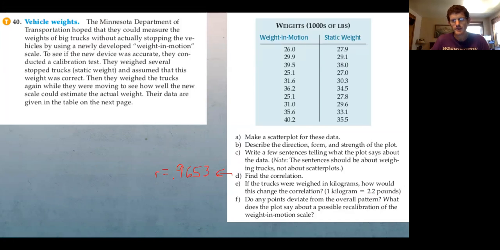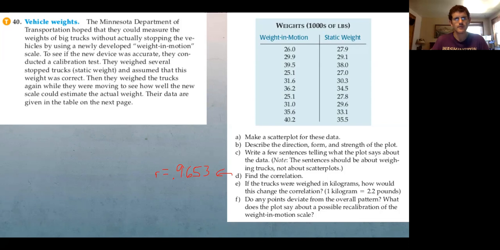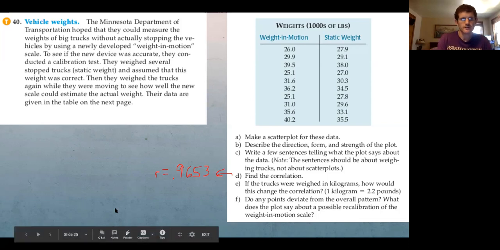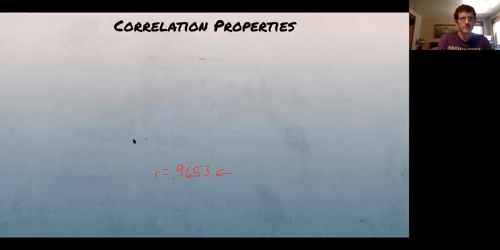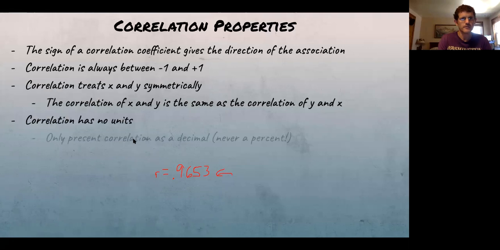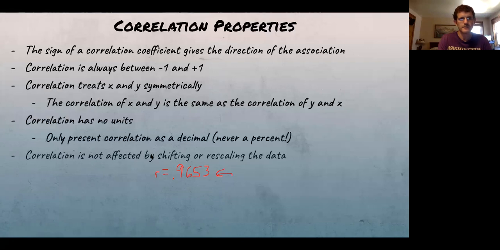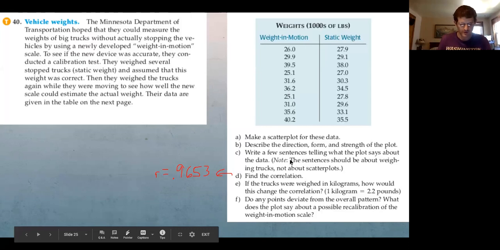Okay, the next one. If the trucks were weighed in kilograms, how would this change the correlation? It wouldn't change the correlation. Very good. So if you were sitting there trying to figure that one out, remember the correlation properties. Correlation is not affected by shifting or rescaling the data. It only depends on the z-scores. So yeah, there is no change in the correlation.